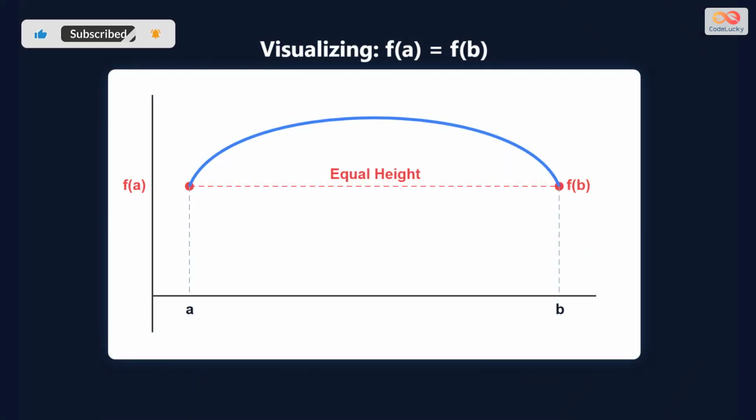Here is what that third condition looks like visually. We have our starting point a and ending point b on the x-axis. Notice that the height of the function, represented by the red dots, is exactly the same at both ends. Rolle's theorem is interested in what happens to the blue curve between these two red dots.